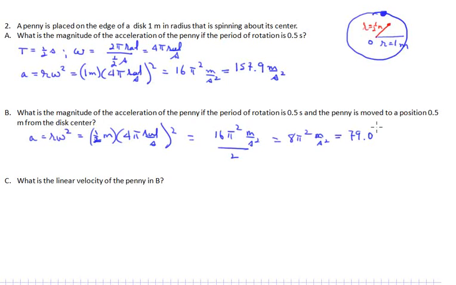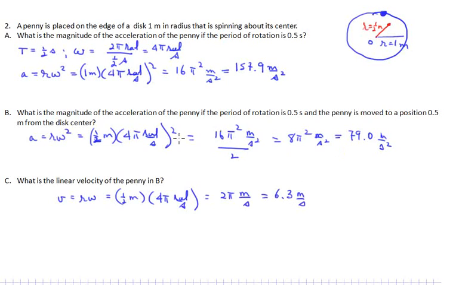Roughly 79.0 meters per second squared. What's the linear velocity in this situation? Well, the linear velocity is most easily gotten from v equals r omega. R is 1/2 a meter. Omega is 4 pi rads per second. So v is 2 pi meters per second, which is roughly 6.3 meters per second.